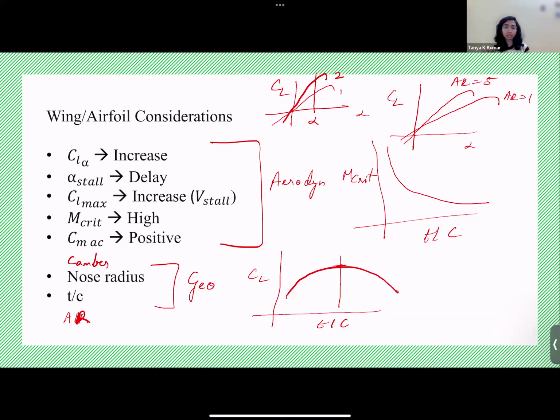Okay. So a combination of all of these parameters helps you pick your desired airfoil. It's like a trade-off between different parameters. It's an optimization depending on your requirements. Okay, another thing that we had missed here, CMAC should be positive, this point. Why should CMAC be positive?